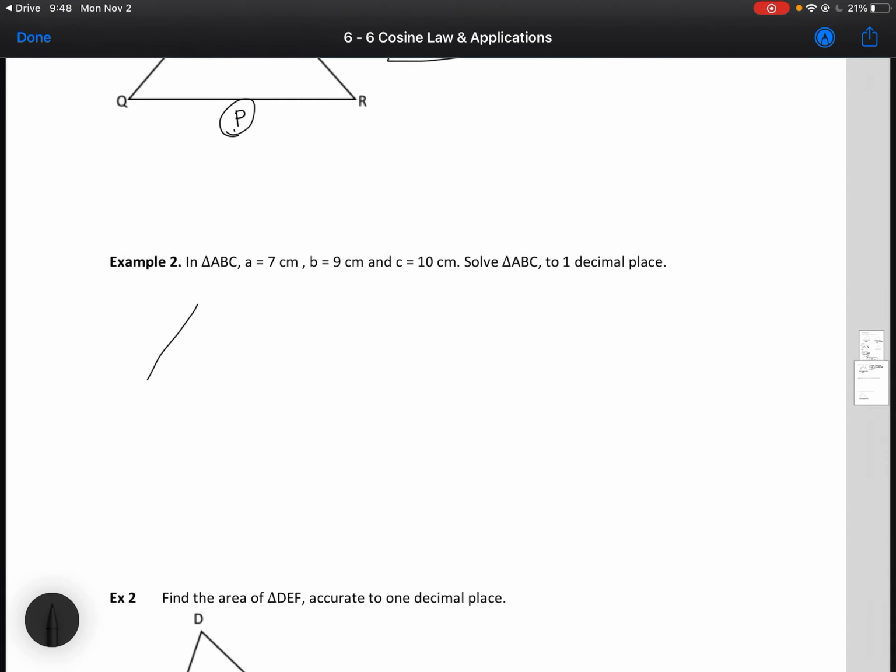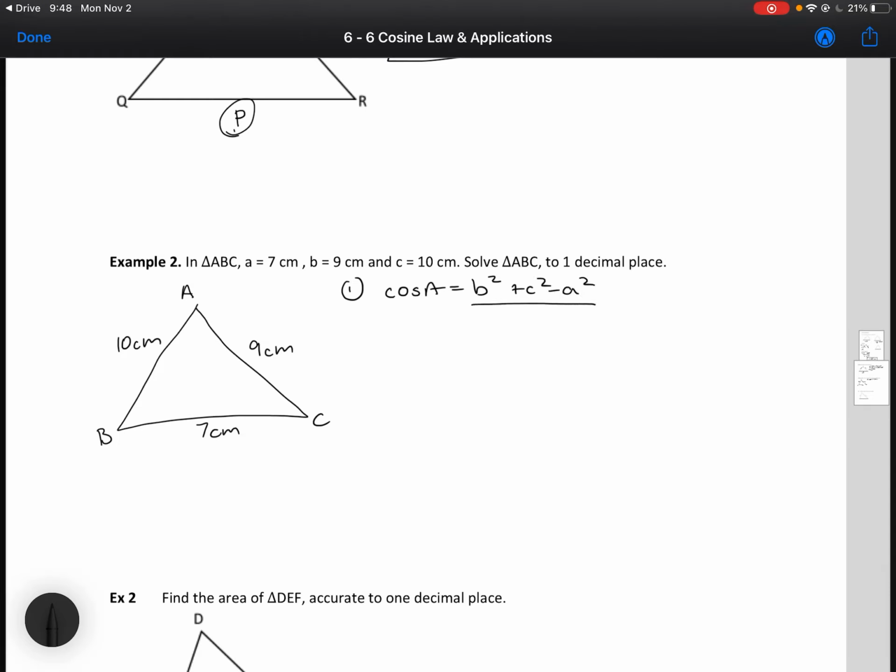Let's look at another example here where I'm going to solve a triangle. So I've got triangle ABC. My side length A is 7 centimeters, side length B is 9 centimeters, and side length C is 10 centimeters, and I need to find the 3 missing angles. So for the first round, I'm going to use the cosine law to find one of my angles, and I'm going to start off by finding angle A. So I'm going to set up my cosine law to find that angle.